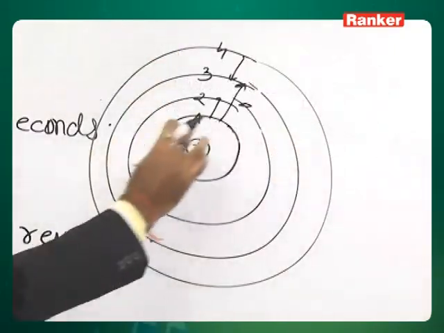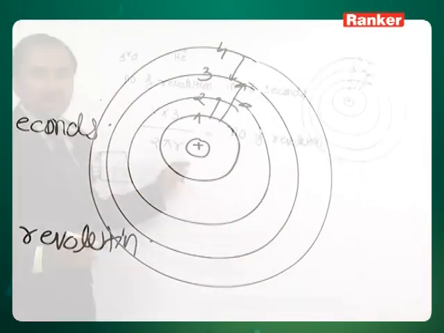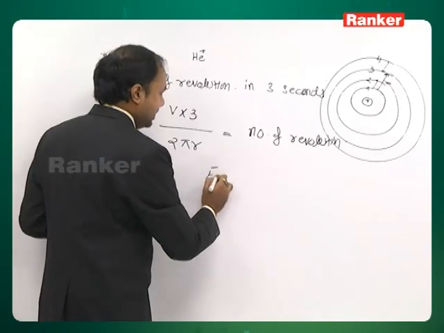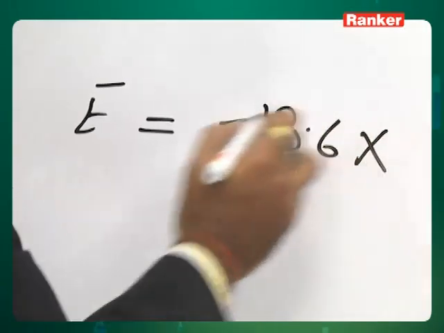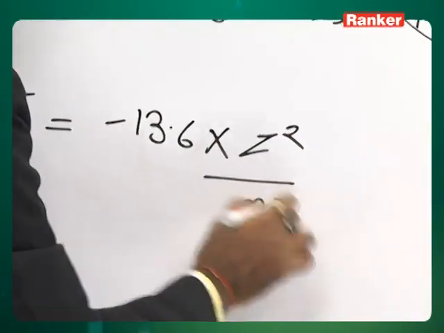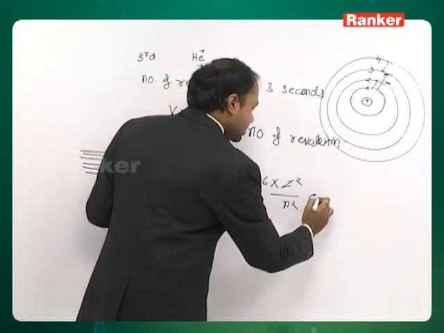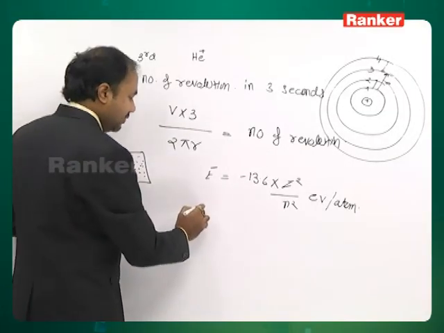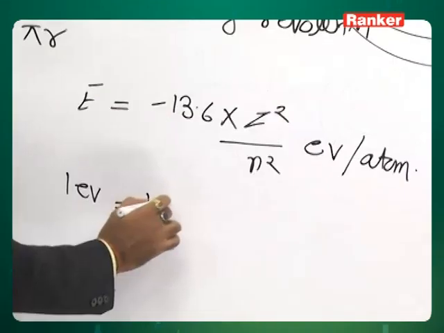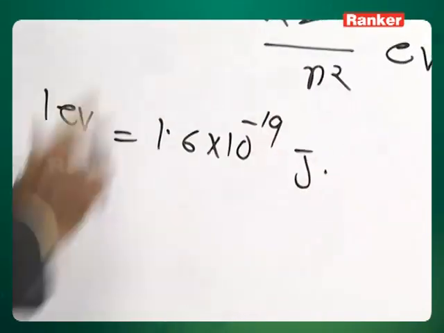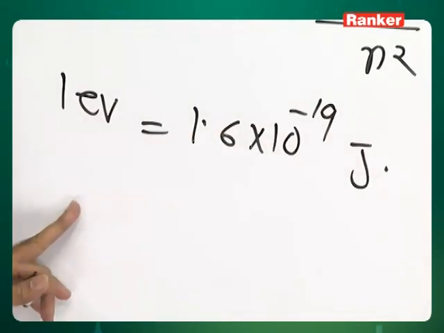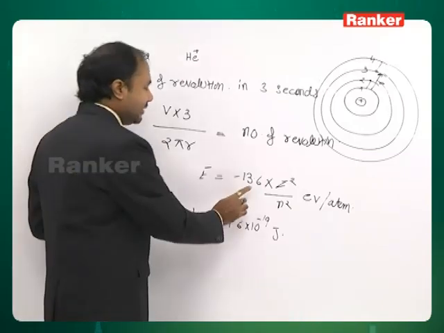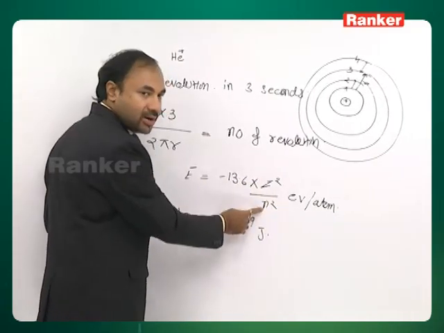Now this could be explained by Niels Bohr, because he could give even the energy of the electron perfectly. Energy of an electron according to Bohr is given as E equal to minus 13.6 into Z square by n square, and this energy value comes in electron volts per atom. The relation between electron volt and joules: 1 eV, means 1 electron volt, equals 1.6 into 10 to power minus 19 joules. This is the converting factor, in this manner electron volt can be converted into joules. How electron volt comes, that also we'll discuss later on. This is the formula to calculate the energy of an electron in a particular orbit of a particular atom.